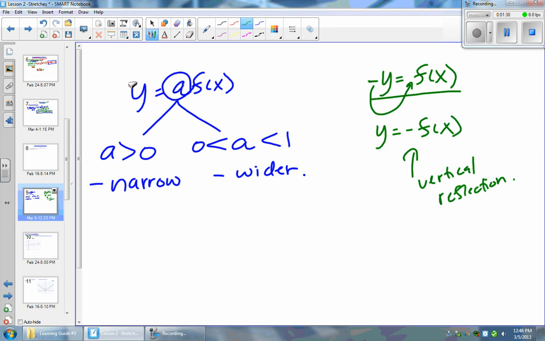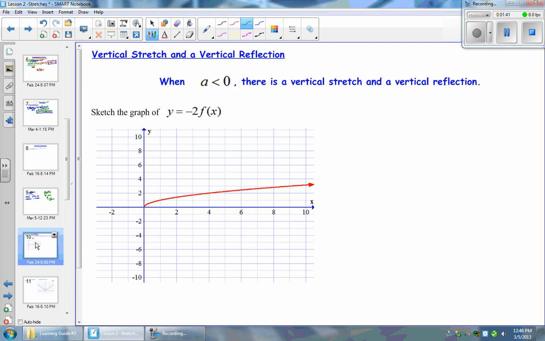Okay, so far, this is what we know about stretches and reflections. Now we're going to put these two concepts together. When you have a vertical stretch and a vertical reflection, your a value, which is the value in front, is less than 0. To reiterate, when a is less than 0, there is a vertical stretch, and there's also a vertical reflection, and I'll show you in a minute what that looks like. So we have an example here.